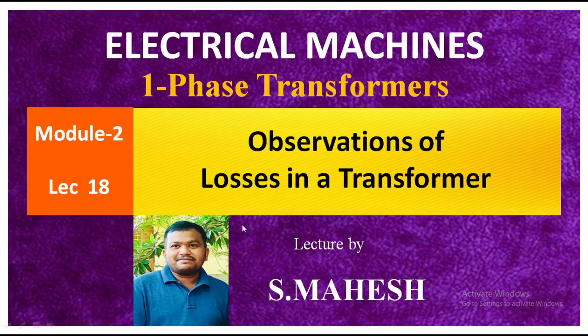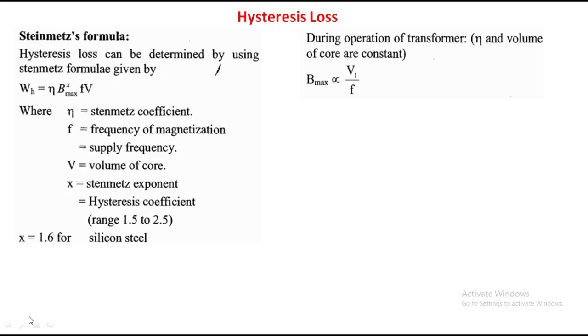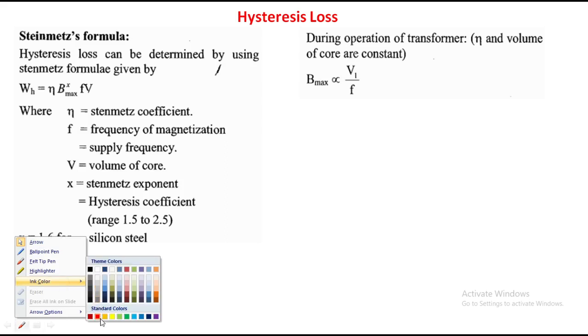Hello everyone. In this session we are going to discuss the important observations of losses in a transformer. For different values of voltages and frequencies, what are the changes in hysteresis losses and eddy current losses, followed by iron losses. First, I would like to discuss the observations in hysteresis losses.